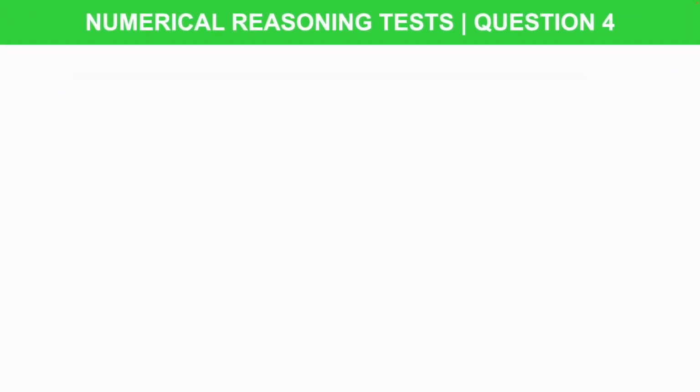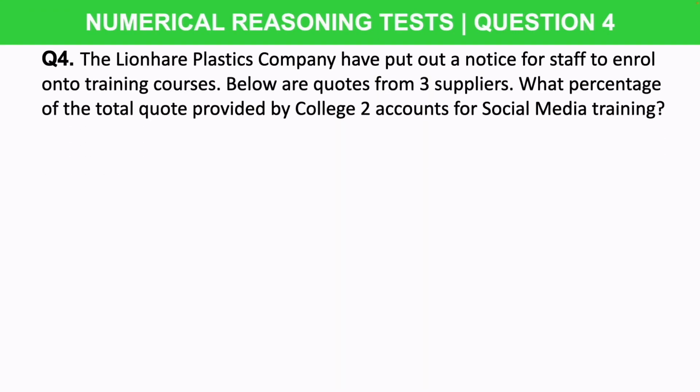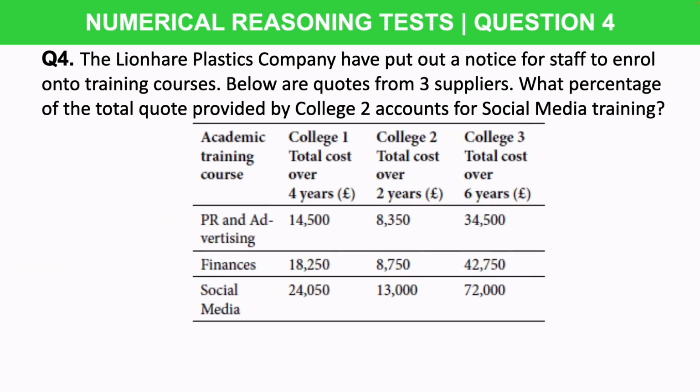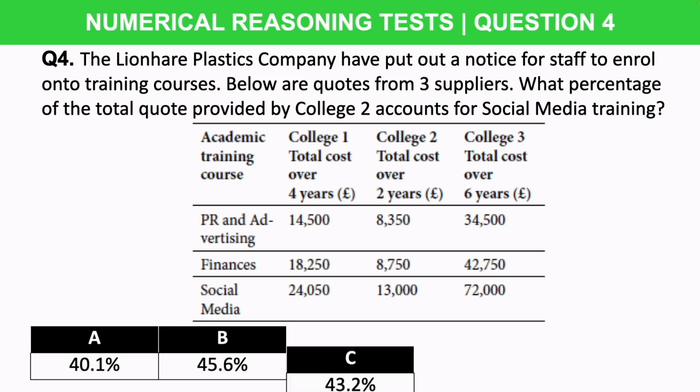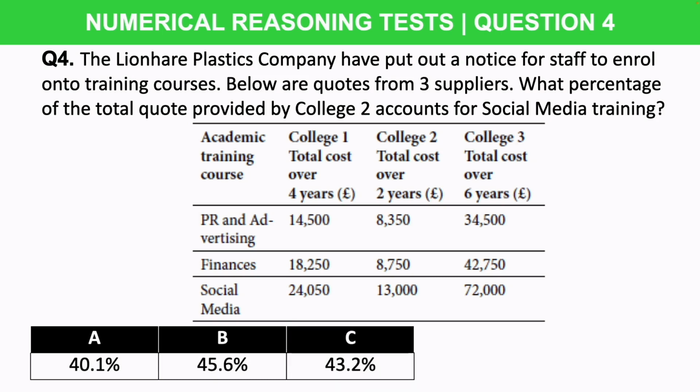Okay, now it's time for you to give this a go for yourself. So the Lion Hair Plastics Company have put out a notice for staff to enroll onto training courses. Below are quotes from 3 suppliers. What percentage of the total quote provided by College 2 accounts for social media training? Here is the data. Is the answer A, 40.1%, B, 45.6%, C, 43.2%, or is it D, 44.5%?